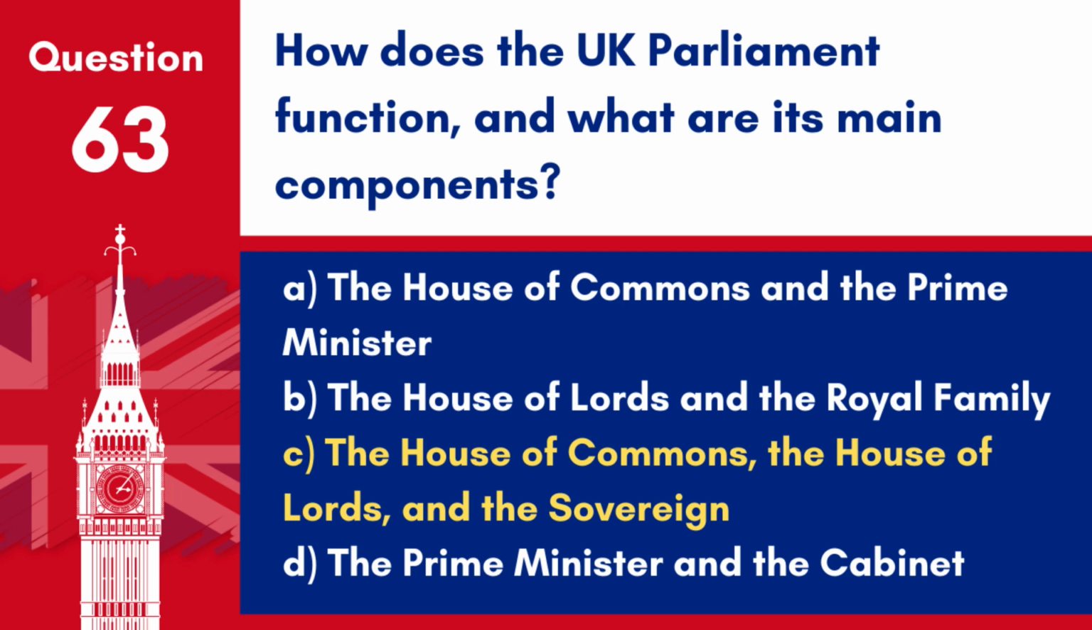The UK Parliament functions through the collaboration of its 3 main components, the House of Commons, the House of Lords, and the Sovereign, working together to make and pass laws.